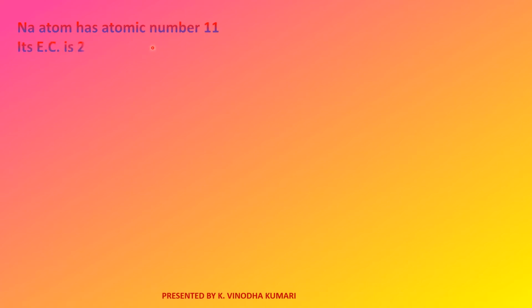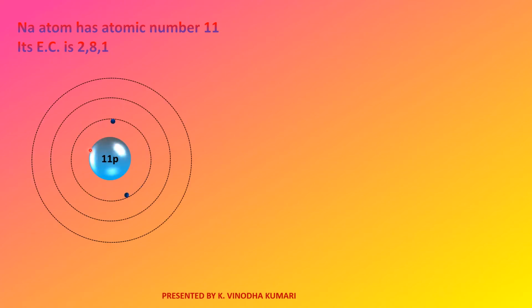Sodium's atomic number we have seen as 11 and the configuration as 2, 8, 1. So this is the sodium with 11 protons at its center, and this is the first shell containing 2 electrons. The second shell contains 8 electrons, and this is the third shell, which contains 1 electron. This is the third shell which is going to lose its electron. So this is sodium, and chlorine, as you have seen, has atomic number 17 and the configuration 2, 8, 7.